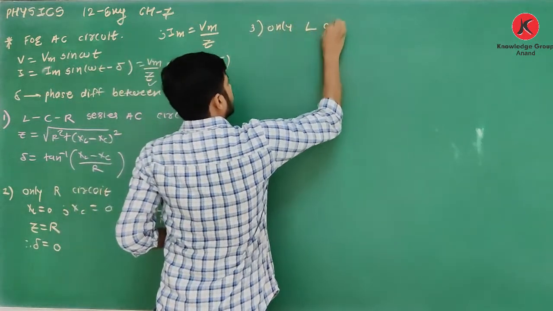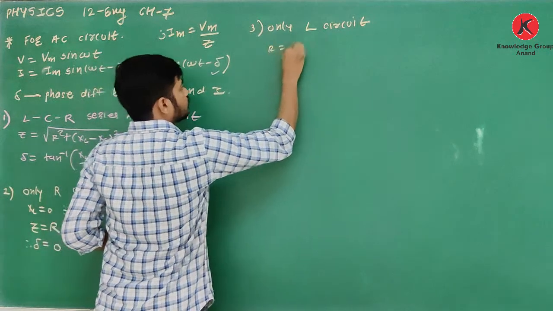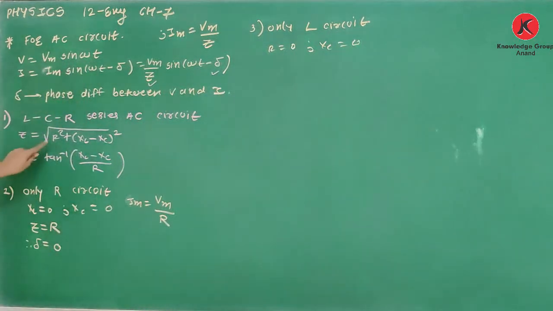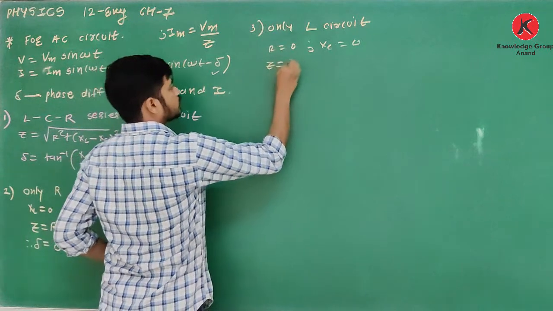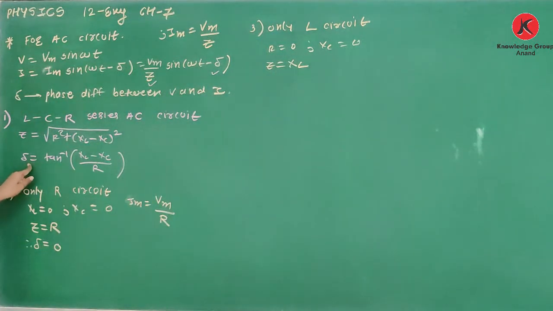Only inductive circuit. For only an inductive circuit, R is equal to 0 and XC is equal to 0. Then see here, R is equal to 0, XC is equal to 0, so we get XL square and its square root. So impedance Z is equal to XL. What about this del? Del is equal to tan inverse XL minus XC upon R, which means 1 upon 0. 1 upon 0 means infinity, and tan inverse infinity.